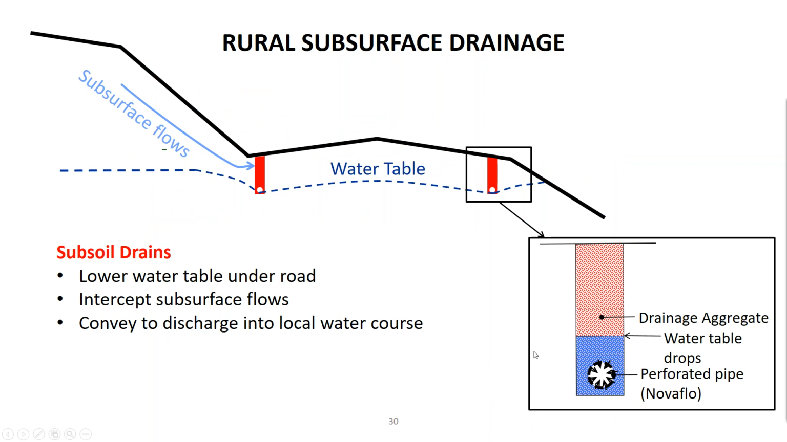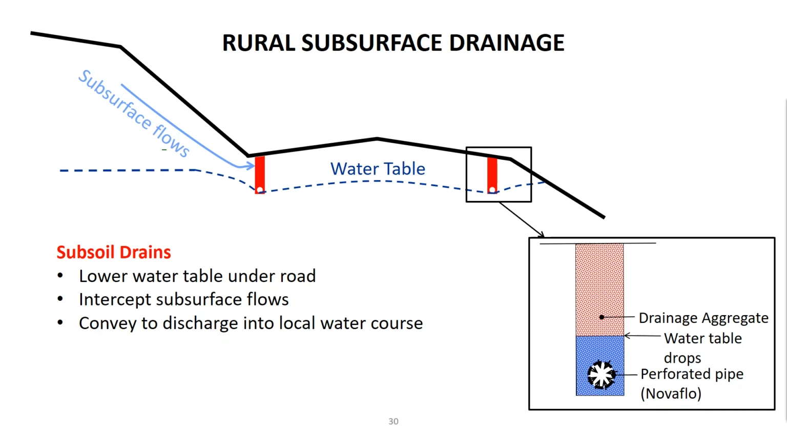Subsurface flows can also cause problems with rural roads. This can mainly occur if the water table is allowed to rise above the level of the subbase or the subgrade. When this happens, the subgrade or subbase is weakened if it is allowed to be saturated. So a little bit of water is not a problem, but if the clay or the subbase becomes saturated, that means the voids are totally filled with water, then that allows the layer to weaken and therefore ultimately fail.